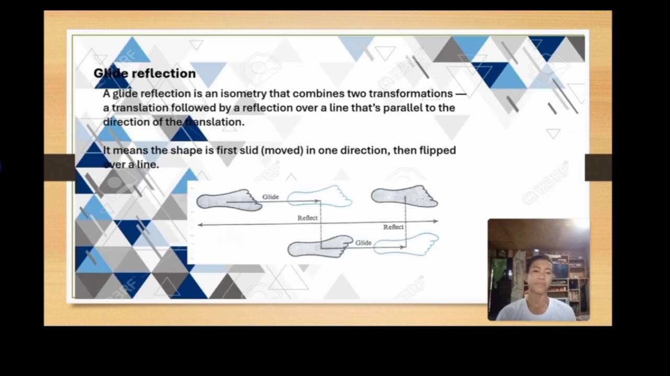Glide reflection. A glide reflection is an isometry that combines two transformations, a translation followed by a reflection over a line that's parallel to the direction of the translation. It means the shape is first slid, moved in one direction, then flipped over a line.